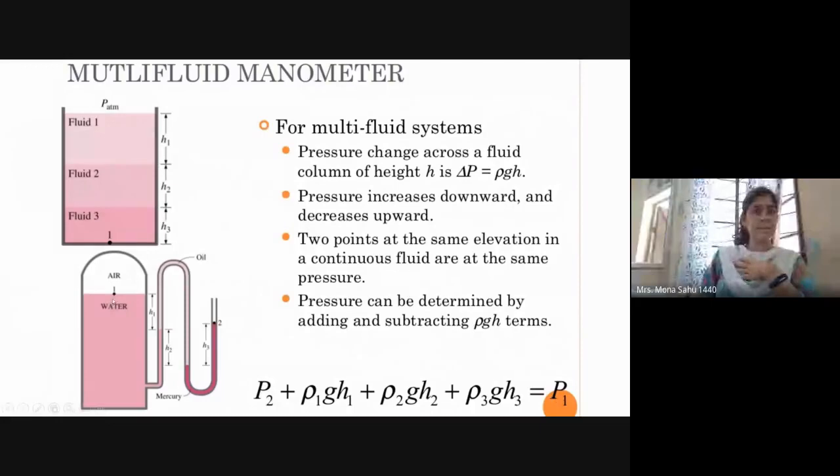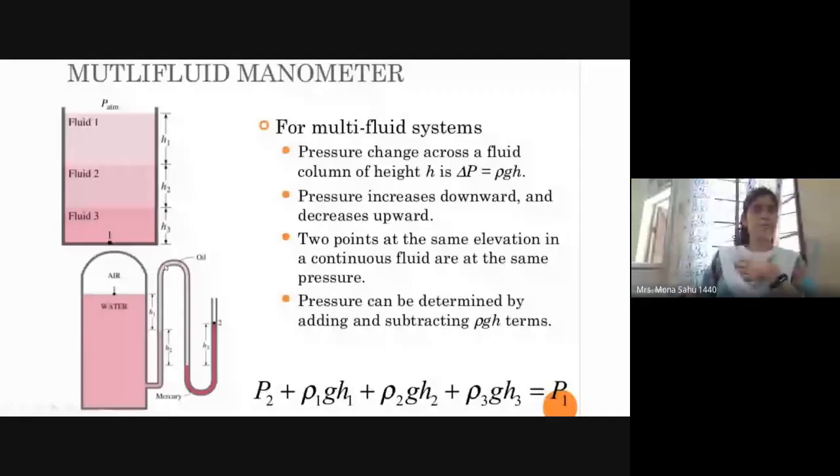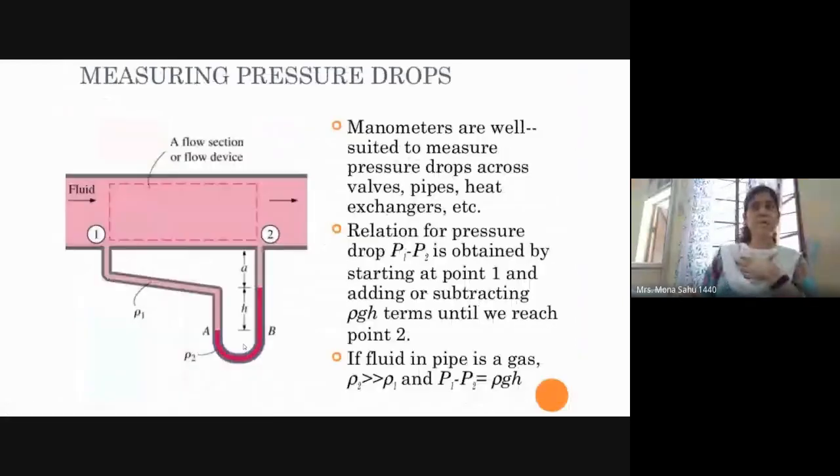Here, if you see, there is air, this is water, here it is oil, and here again it is mercury, and this is point 2. So you have P2, which is air, plus rho 1 g h1, and then rho 2 g h2 at this point, and then rho 3 g h3 will be equal to P1. When we do problems, you will be clear.